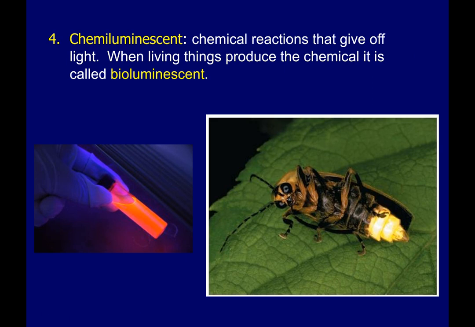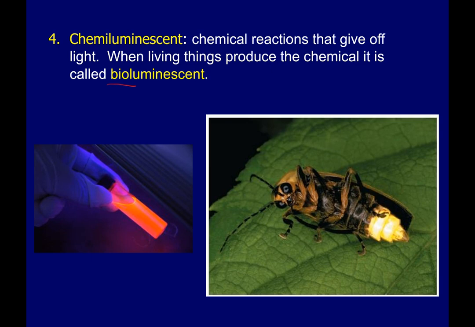Next is chemiluminescent, and these are chemical reactions that give off light. And some living things will also produce the chemicals, and it's then called bioluminescence instead of chemiluminescence. Where you have seen this probably is like glow sticks. I don't know if you've ever used a glow stick before. Most people have. You'll notice that you have to crack them to get them to glow.